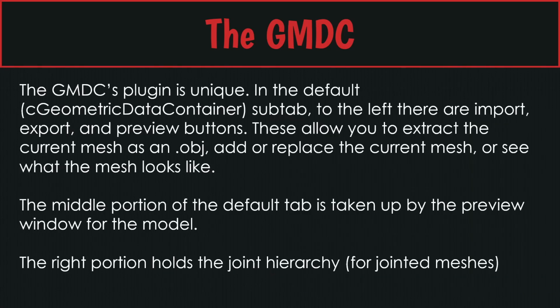The GMDC plugin is a little bit unique. In the main subtab, the geometric data container, there are import, export, and preview buttons. This is on the lower left portion. And then in the middle, you have a 3D viewport where you can actually see your mesh. And then on the right, if it's an articulated mesh, if it has joints, you can see the joint hierarchy on the lower right.